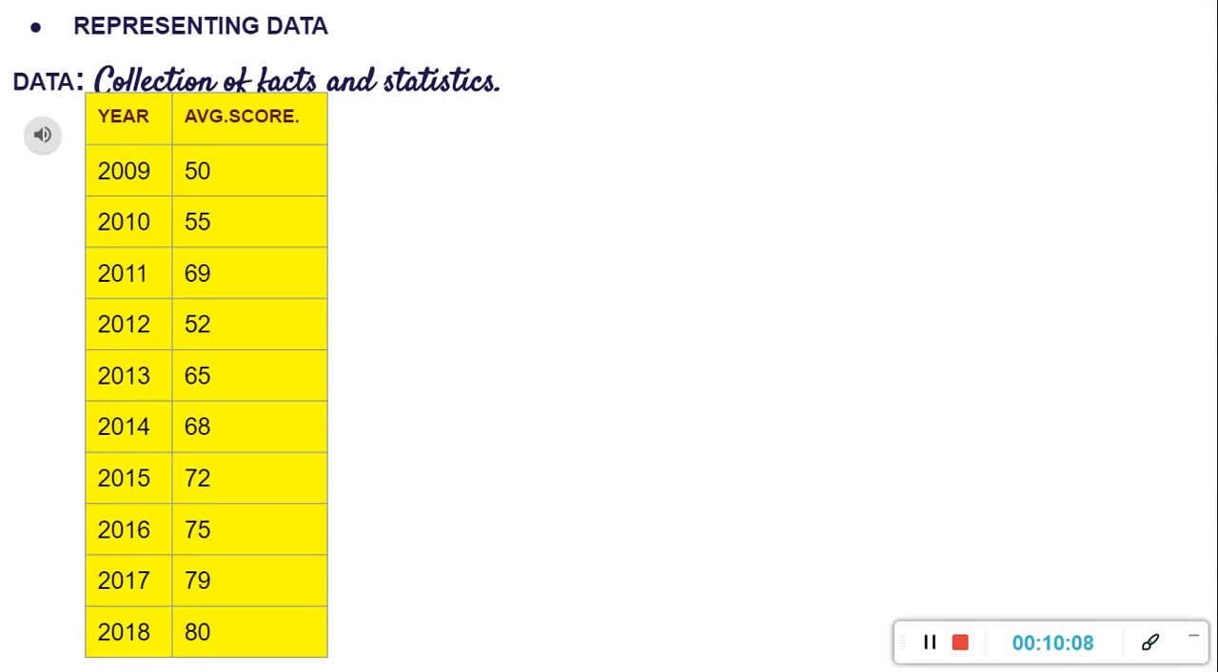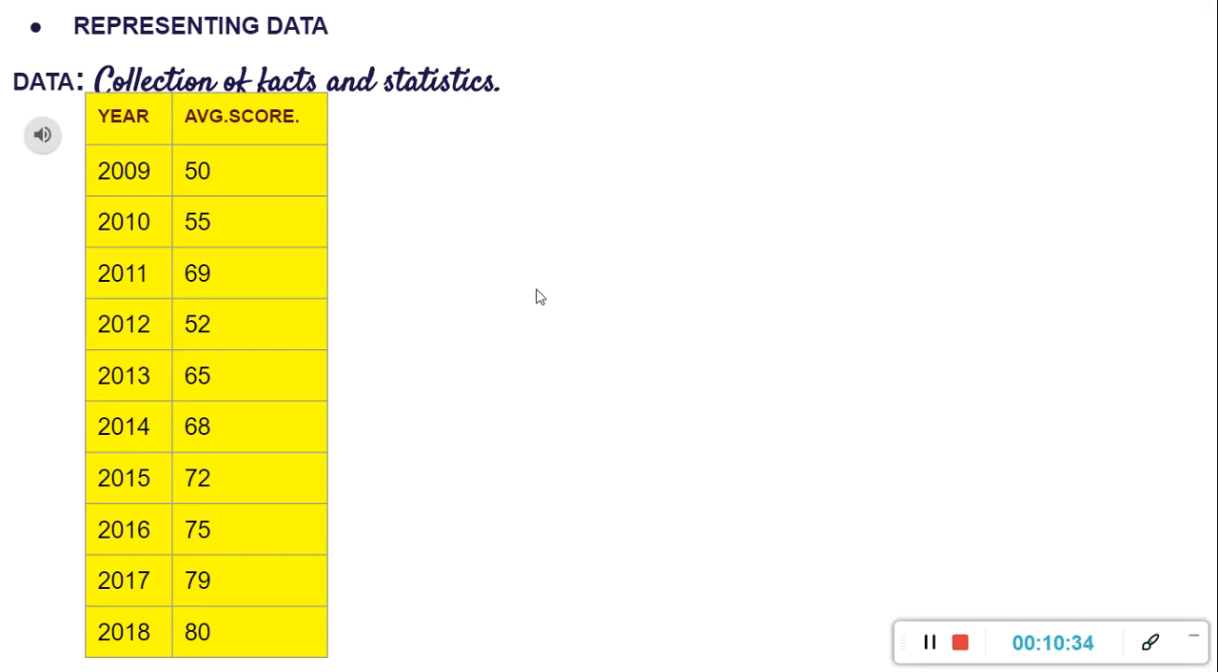So this is how you will again get a table of the year and the average score of that school, right? Now again, when you look at this data, there will be some 10 rows here because you will see this for 10 years from 2009 till 2018. Again, a huge amount of data, right?